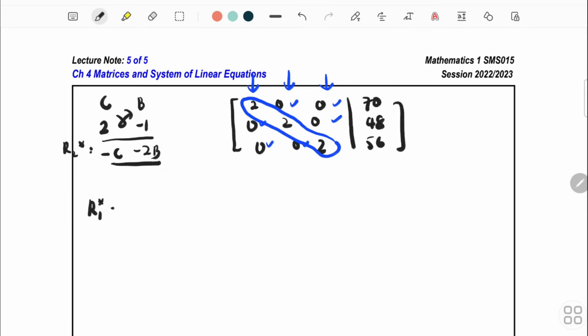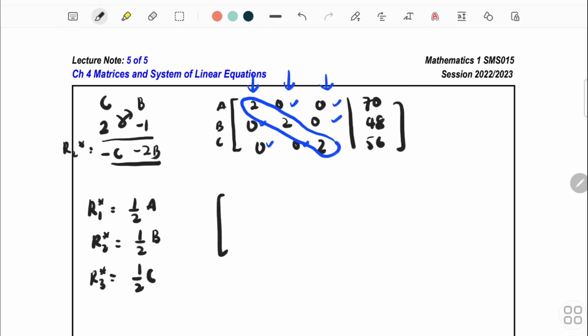So to get the new R1, you have to divide it by 2 for the A. This is A, B, C. The same thing goes for the new R2, so 1 over 2 multiplied with B, or B divided by 2. And for the last row also, the row C divided by 2, or 1 over 2 multiplied with C. So every single term needs to be divided by 2. So you get 1, 0, 0, 0, 1, 0, 0, 0, 1. 70 divided by 2, you get 35. This one you get 24. 56 divided by 2, so you get 28.